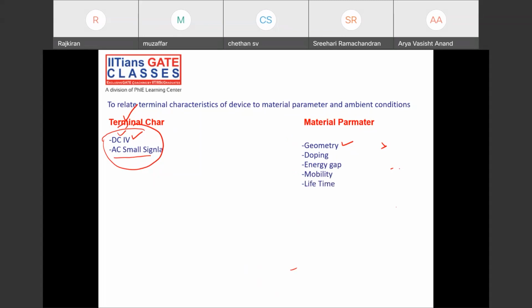Similarly, we will understand how the lifetime of the carrier is important. Then we will also relate the ambient condition, nothing but temperature. If my device is under high temperature, how should the current-voltage characteristic be? Or if a semiconductor is under illumination with light or some other energy, how will it behave?